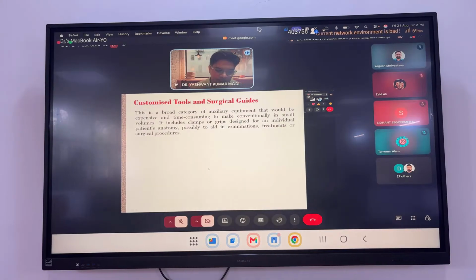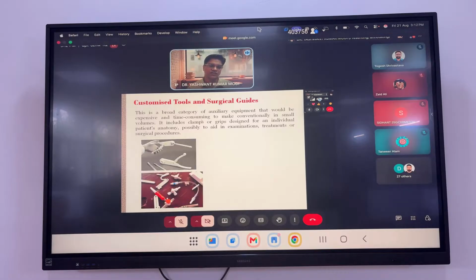Then the next category is customized tools and surgical guides. This is a broad category of auxiliary equipment that would be expensive and time consuming to make conventionally in small volumes. Because customized tools and surgical guides are very specific to an individual patient, and making them using conventional processes may be a very costly affair. So 3D printing technology can be used for this specific purpose.